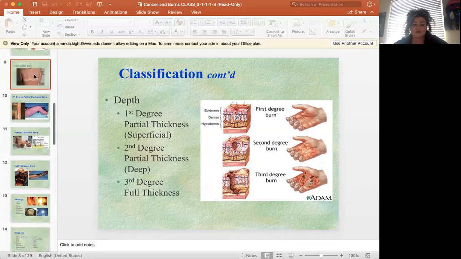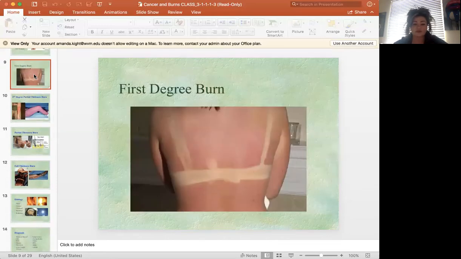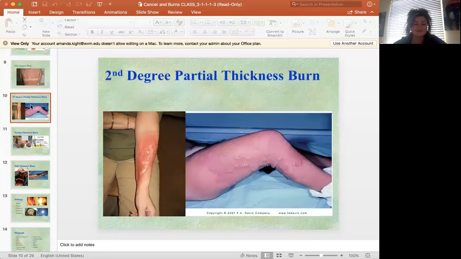So here's just a couple pictures. 1st degree burn, as I had mentioned, most of us have had. It burns. It's sensitive to the touch. It doesn't feel good, depending on the person, and everything has a little bit of a spectrum in how long it will take to heal. But usually within 2 to 3 days, people tend to not be as sensitive. And then our 2nd degree partial thickness burns, as I said, usually involve blistering.